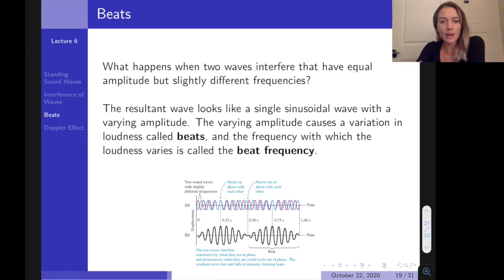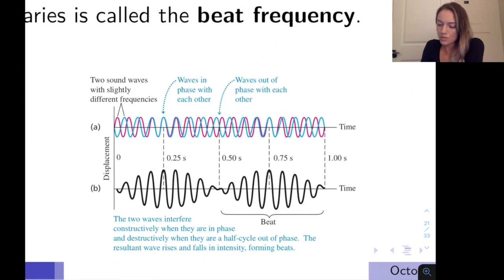Now we're going to talk about beats. Let's say we have two waves that interfere. They have equal amplitude but slightly different frequencies. So what's going to happen? They're going to interfere constructively and destructively with a frequency, basically. That's called beats. Here we have two waves. They start off in phase, then they get out of phase, and then they come back in phase over here, and then they get out of phase again, and they're back in phase.